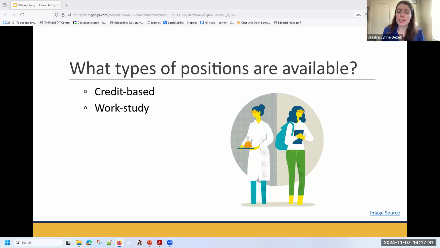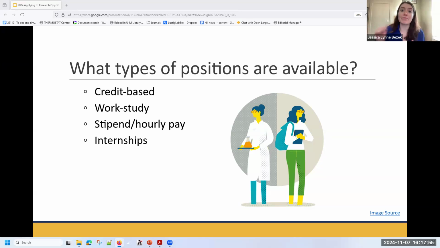Sometimes there are also opportunities to be involved in work study. So depending on your financial aid packages and what's available at your university, there might be a mechanism by which you can be involved in research through work study. There also might even be paid opportunities. So these might be ones that give you what would be called a stipend or some kind of hourly pay.